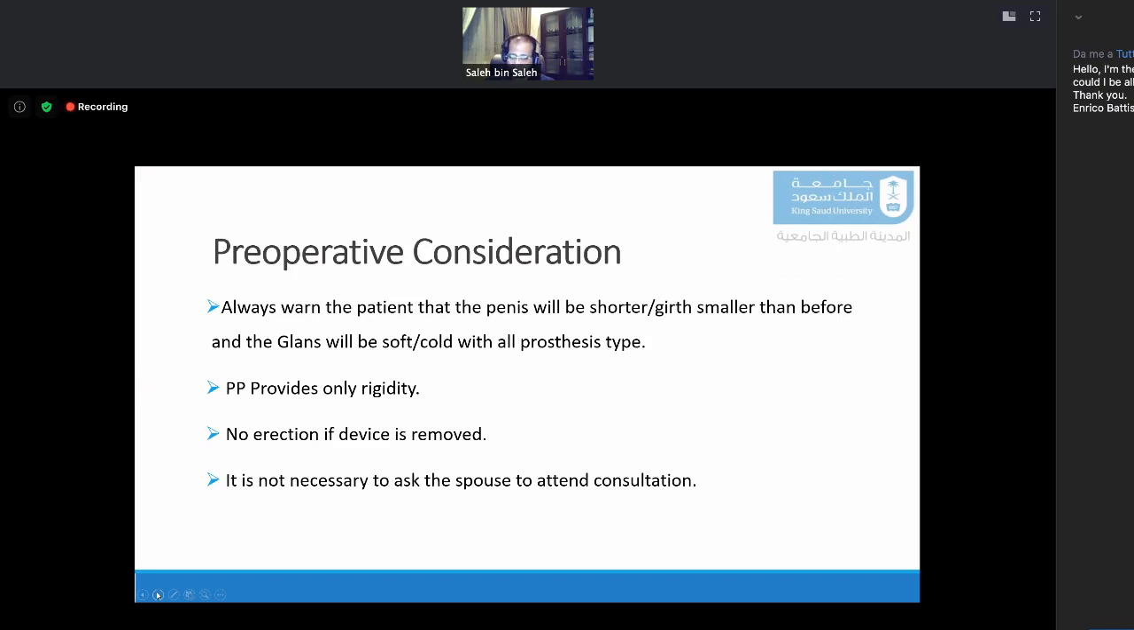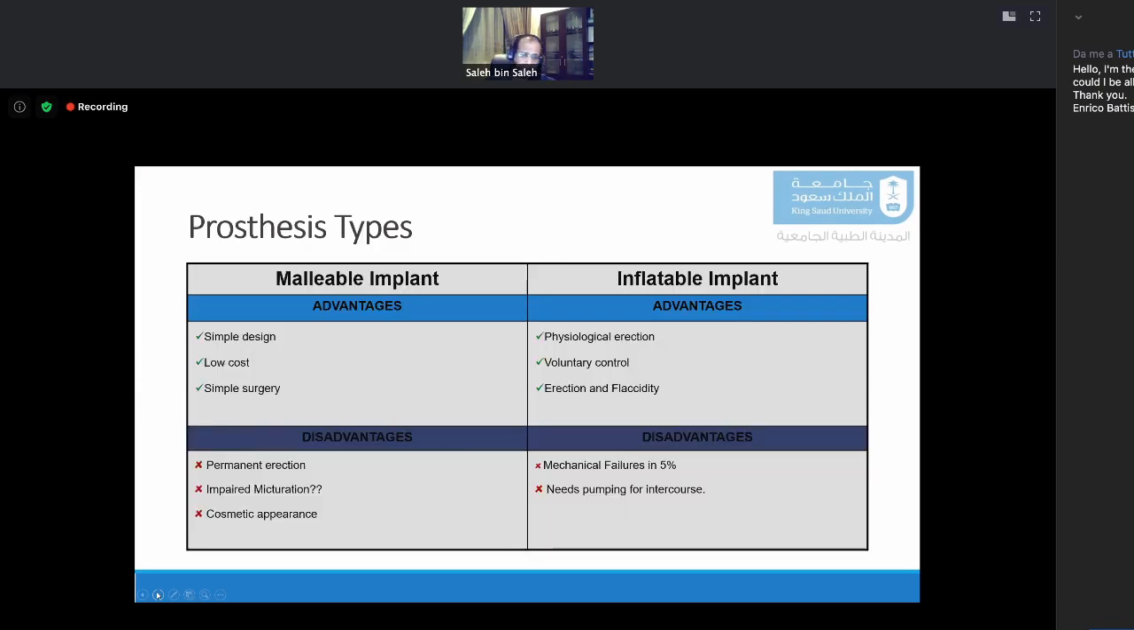Next slide, please. Now, when it comes to the types of penile prosthesis, as most of you know, there are two main broad categories. We have the malleable implants and we have the inflatable implants. Each one of those has its own advantages and drawbacks. When it comes to simplicity, low cost, and very easy and straightforward surgery, we're talking about malleable implants. But if the patient requires more physiological erections, more control, and more erection and flaccidity, we are talking about inflatable penile implants. Next slide, please.